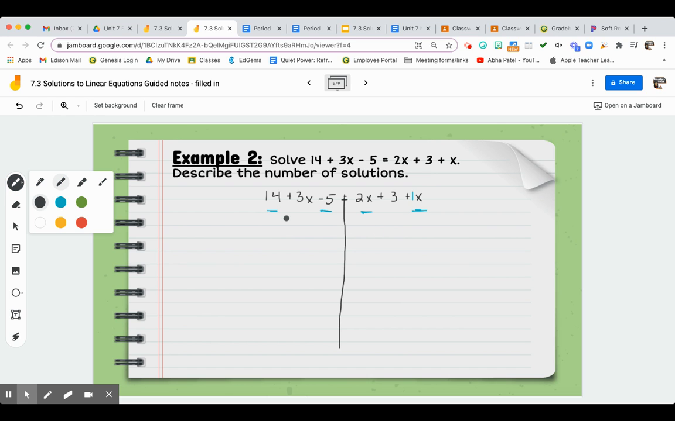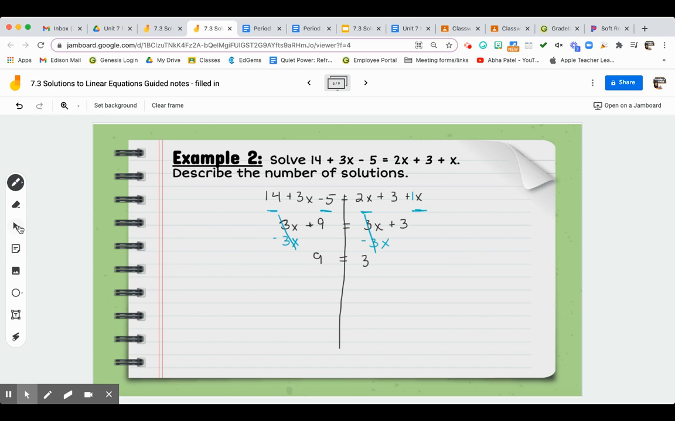So let's do that. So you have 3x, 14 minus 5 is 9, plus 9 is equal to 2x plus 1x is 3x plus 3. Now let's deal with the variable term. If you look at these variable terms, they're the same. So I'm just going to subtract 3x from both sides to eliminate the x's. That's what happens when it's the same one, and it's going to happen in these problems. And you're going to get 9 is equal to 3.